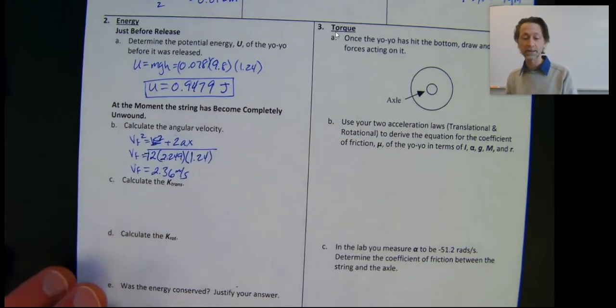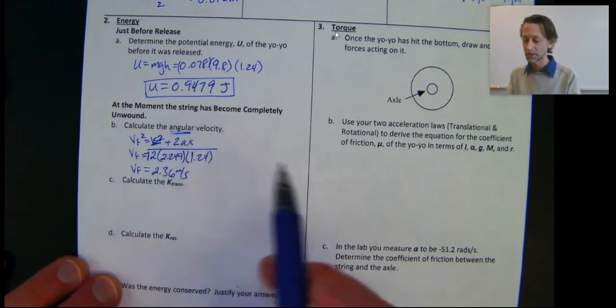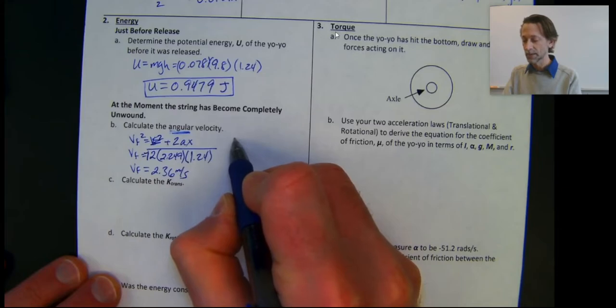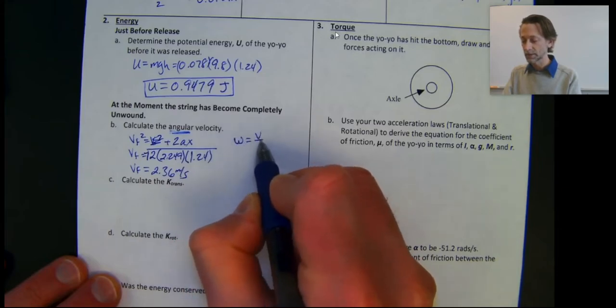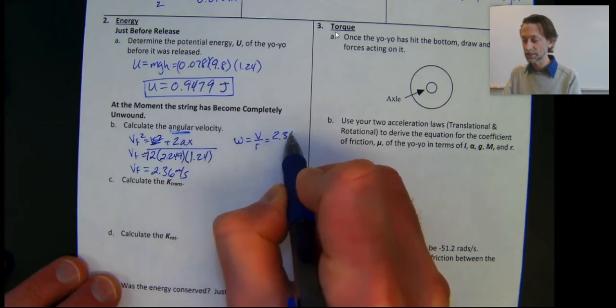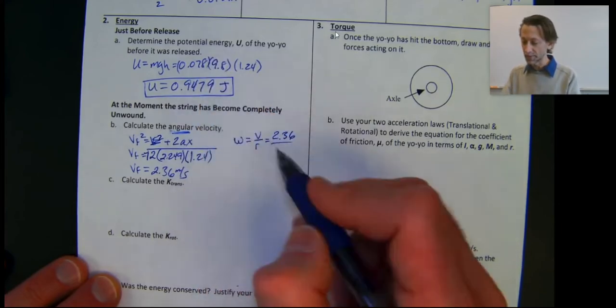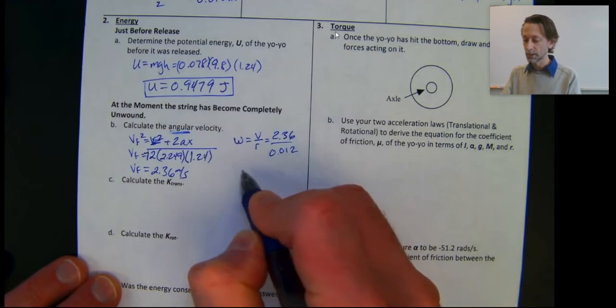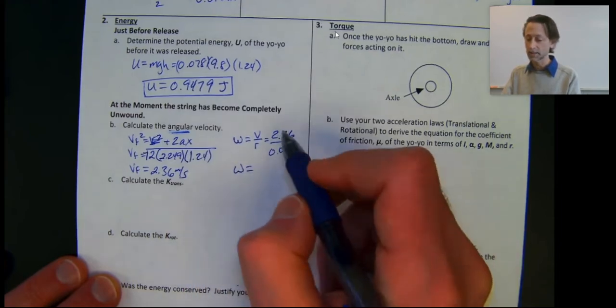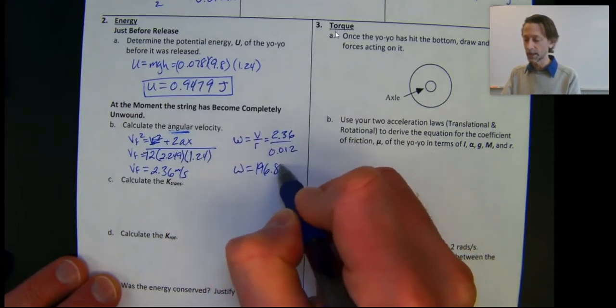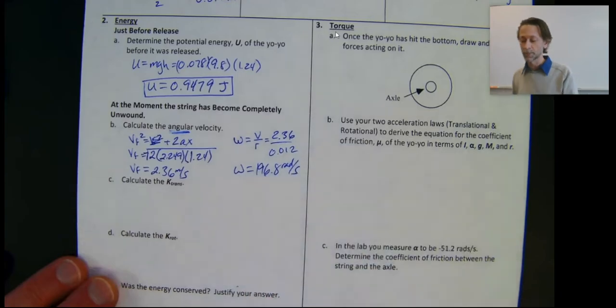Now, the problem with that is that it doesn't ask us for the linear velocity, it asks us for the angular velocity. So remember, we convert that by doing the angular velocity is going to be the linear divided by the radius. So 2.36 divided by the average radius that we had up there, the 0.012, and we get an angular velocity of 196.8 radians per second.